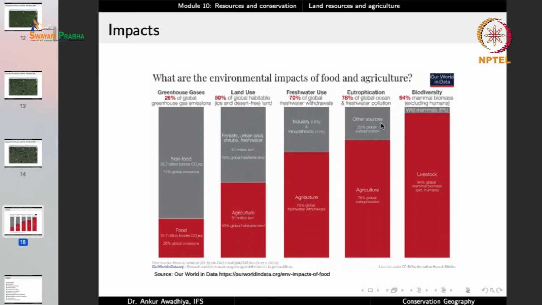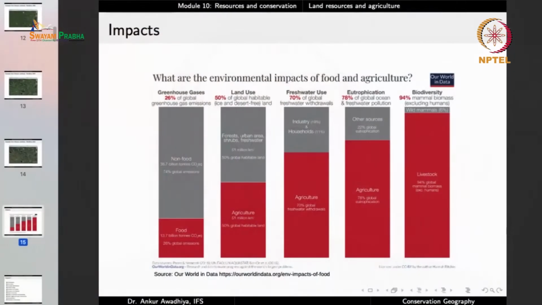agriculture sector. If you look at the proportion of biodiversity on this planet, then 94% of all the mammalian biomass except humans is only because of the livestock. So we are now taking up all the space that was there for all the different species, and we are using most of that space for livestock.